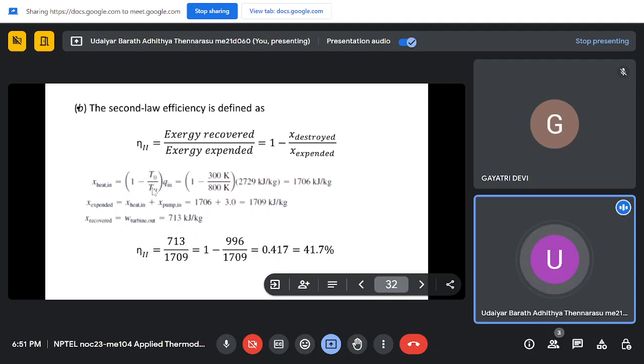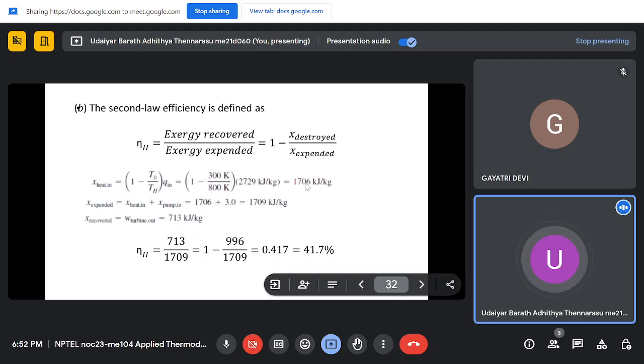Here I have shown you another case of how to calculate that. 1 minus T naught by TH is the Carnot efficiency. If you run a Carnot cycle between the heat source temperature and the ambient temperature, the maximum work is equal to the exergy. You can calculate it that way, or else multiply Q in by that factor, which is the same as what I told: Q in minus the exergy destroyed in the boiler, which was Q in times T naught by TH and the other part.